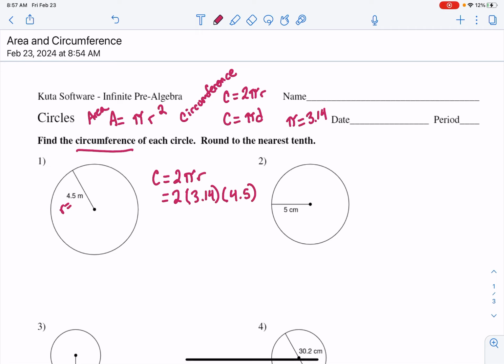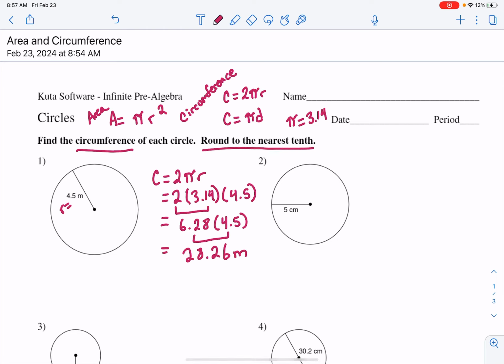So once I've replaced all of my variables and symbols with the numbers they represent, I can then start doing my multiplication. So 2 times 3.14 is going to give me 6.28. So now I have to do 6.28 times 4.5, and that's going to give me my final answer of 28.26 meters. And my instructions actually tell me to round to the nearest tenth. So the nearest tenth is the first number after that decimal place. So my final answer is 28.3 meters.